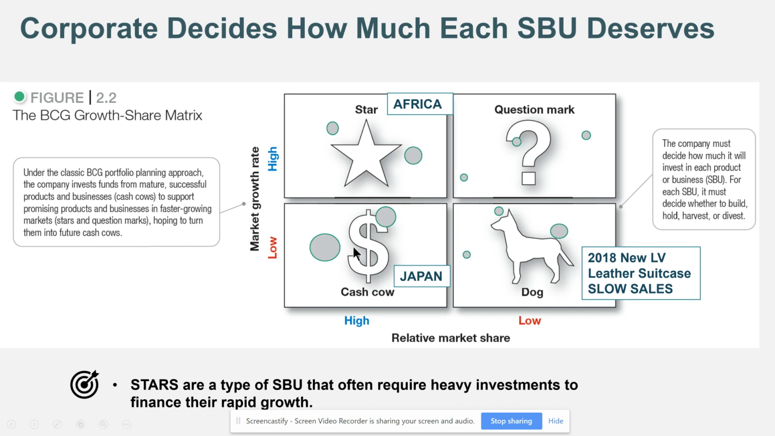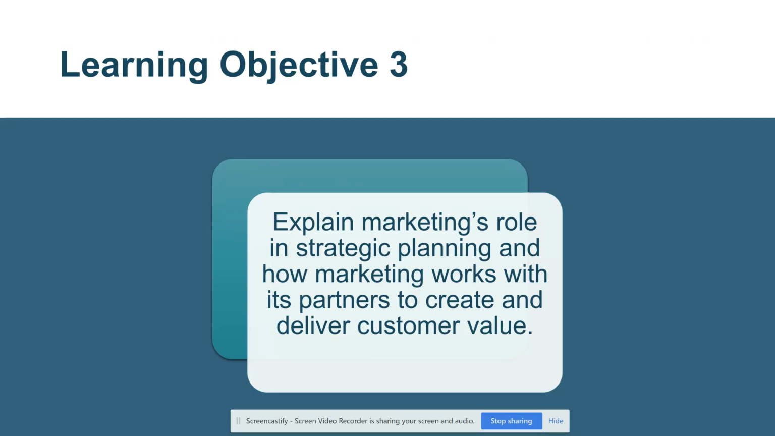So that's how they identify through financials, using this BCG growth share matrix, whether it's a star, a question mark, a cash cow, or a dog. Again, here is a target. So make sure you understand how to utilize this.